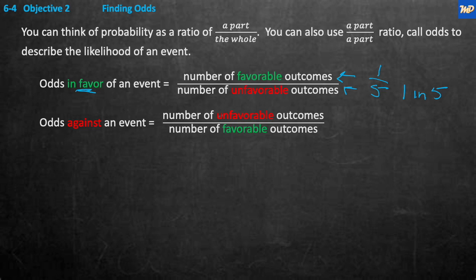Here's another one. What are the odds against an event? Odds against. So that's just the opposite. That's the unfavorable divided by the favorable. So in our case, the opposite of this would be 5 over 1. Or the odds are 5 to 1. You hear that at racetracks: oh, the odds are 5 to 1 to win. So that's what they're talking about, odds against and odds in favor. In favor, you put the favorable events over the unfavorable events. Odds against, you put the unfavorable events over the favorable events.